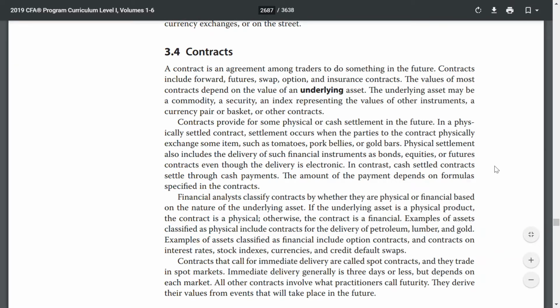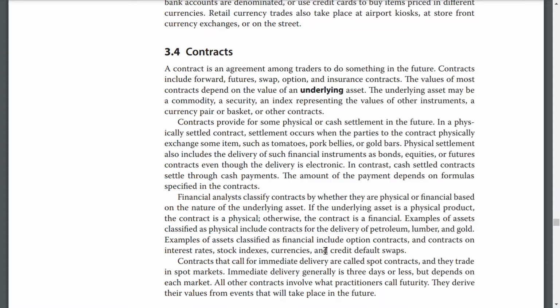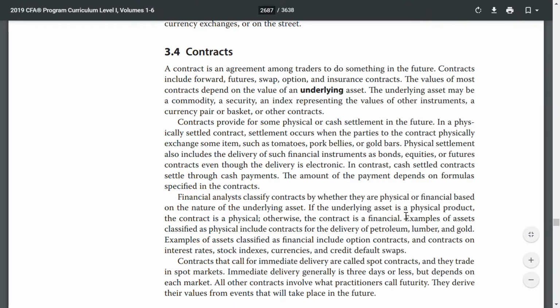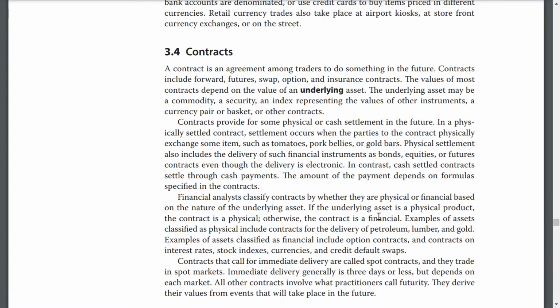In a physically settled contract, settlement occurs when a party to the contract physically exchanges some items such as tomatoes, pork bellies, or gold bars. Physical settlements also include the delivery of such financial instruments as bonds, equities, or futures contracts, even though the delivery is electronic. In contrast, cash settled contracts settle through cash payments. The amount of payments depends on the formulas specified in the contract. Financial analysts classify contracts as physical or financial based on the nature of the underlying asset.